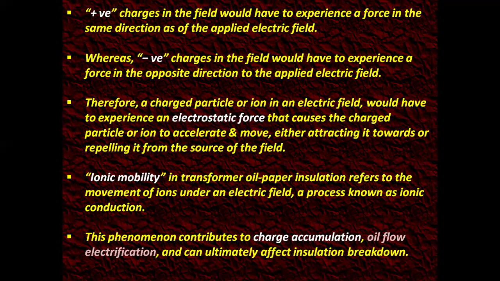Ionic mobility in transformer oil-paper insulation refers to the movement of ions under an electric field, a process known as ionic conduction. That is, through the process of ionic conduction, ionic mobility exists within the transformer oil-paper insulation system. This phenomenon contributes to charge accumulation, oil flow electrification, and can ultimately affect insulation breakdown.